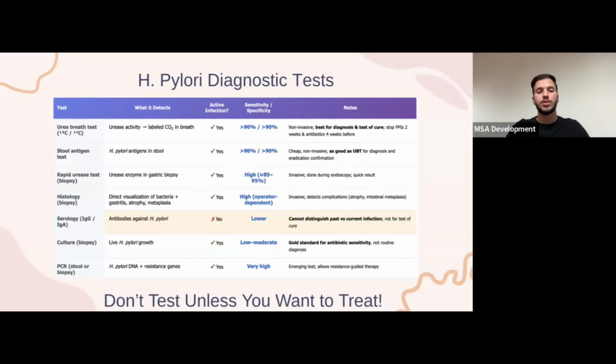Then we have the stool antigen test and the rapid urease test, which requires a gastric biopsy. So for the biopsy, we do histology, culture, and rapid urease test. We also do serology. However, serology may tell us that there's an infection, but we can't use it later on. For example, if a patient took medication, we can't use it to check if he still has the infection or not. And finally, PCR, which is emerging right now. They didn't use it much before, but right now they're using it frequently.